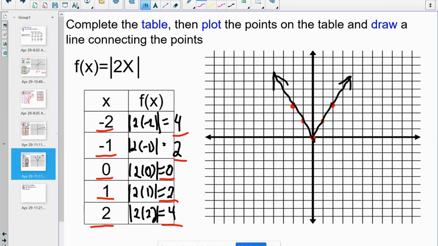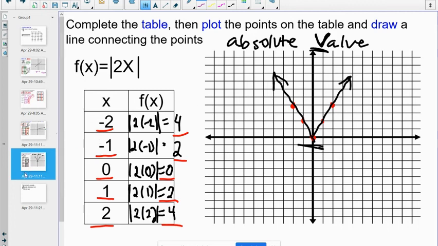So absolute value signs, the way I like to remember it is absolute value, think value. Because it's absolute value, think V for value, so it's going to be like a V shape. That's a way I like to remember it, like little tips.